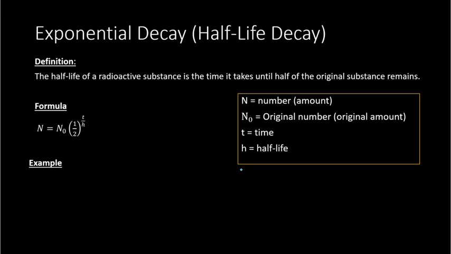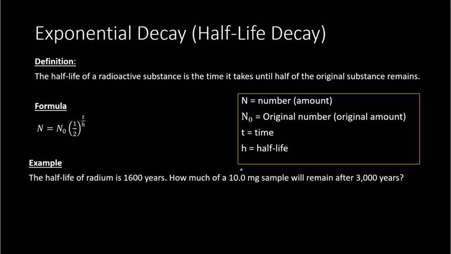All right, so let's take a look at one example. For this example, we are told that the half-life of radium is 1600 years. How much of a 10 milligram sample will remain after 3000 years? So for this, you plug in the numbers. The 1600 years, this is your half-life. This is h. 10.0 milligrams, that's the original amount. So we have n sub o. And then how much will remain after 3000 years? 3000 years, that's your time.